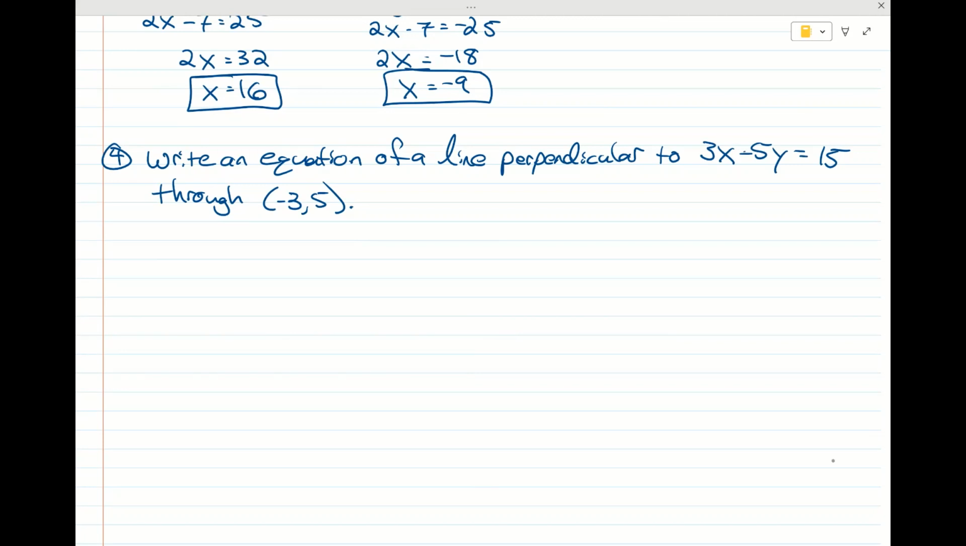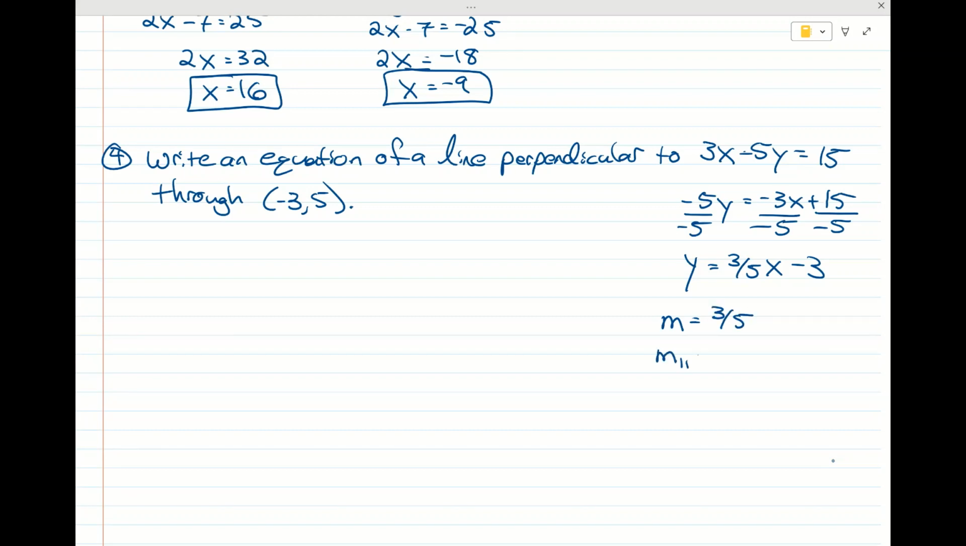So I'm going to rearrange this 3x minus 5y is 15. Let's bring the 3x to the other side, and then divide by -5. And we get y is equal to 3/5 x minus 3. Now, the slope of this line is 3/5. So if the question asked us to write a parallel line, we would also use 3/5. But because it asks us to write a perpendicular line, we're going to use -5/3.